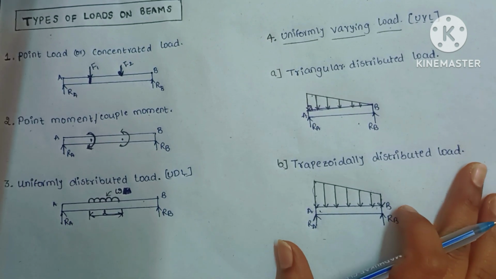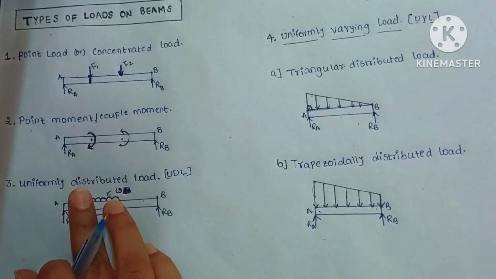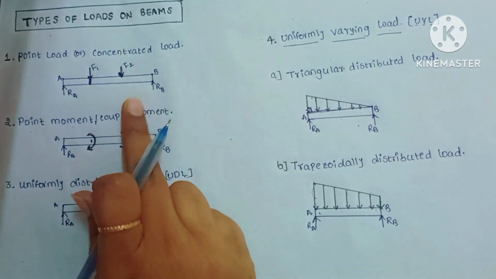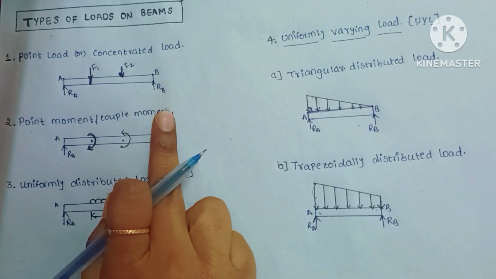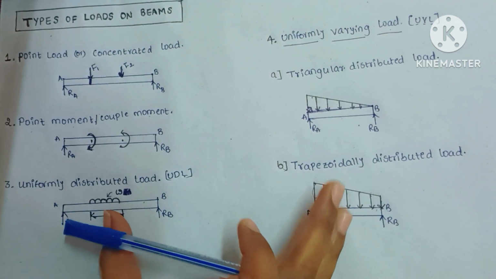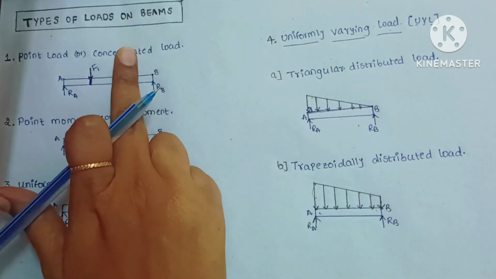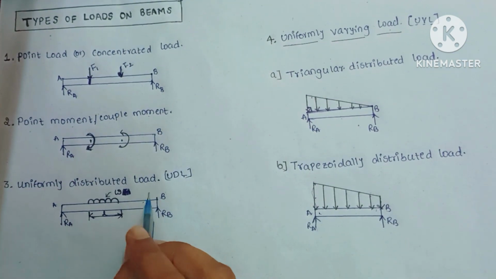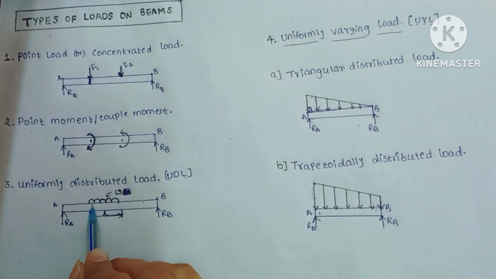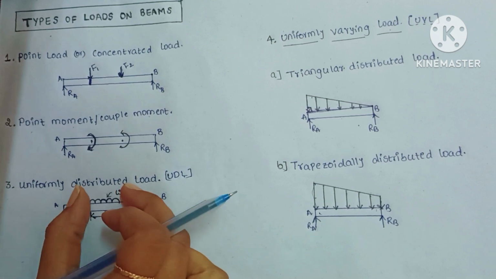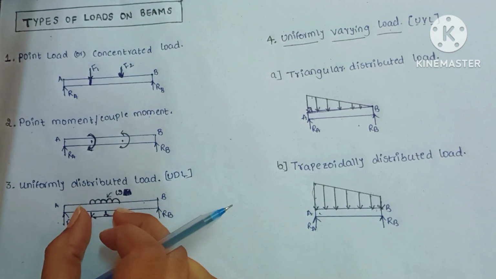For solving problems, we have to convert the uniformly distributed load and uniformly varying load into point load. Then only we can solve the problems. How to convert them into point load, I will explain here, please listen carefully. This load is uniformly acting over a length. In this length the load is uniformly distributed.